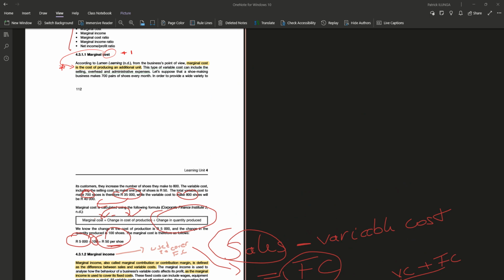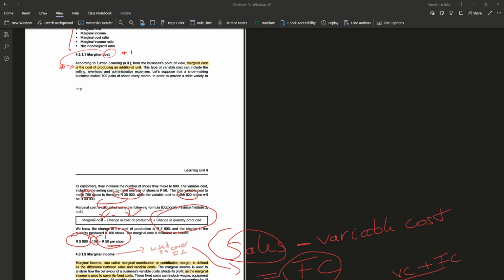This shoemaking business makes 700 pairs of shoes every month. But in order to provide a wide variety to its customers, they increased the number of shoes to 800. And the variable cost, including the selling cost to make one pair of shoes, is 50 rand. So the total variable cost to make 700 shoes is 50 rand multiplied by 700 gives us 35,000. And the variable cost to make 800 shoes is going to be 40,000.